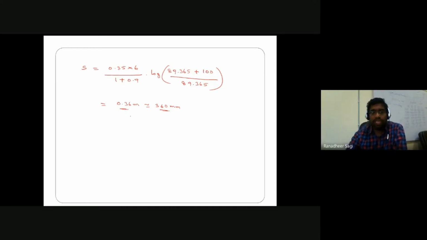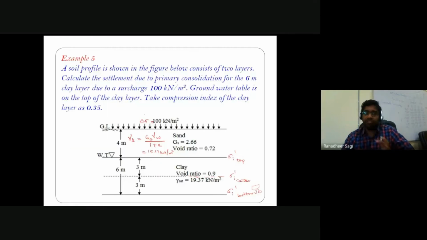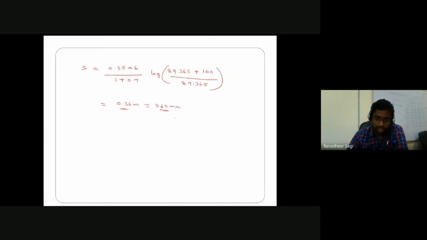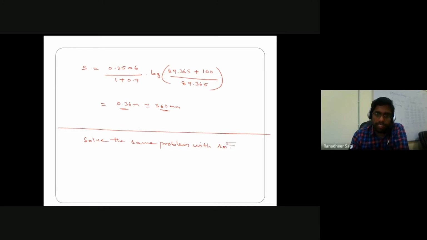Now let's say the problem has been given with some modification to the discussion. I am repeating the same data, but asking you to solve with some add-on data to this particular problem. Solve the same problem with some additional data given.